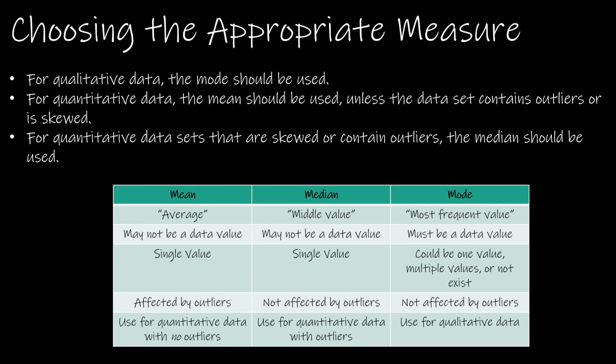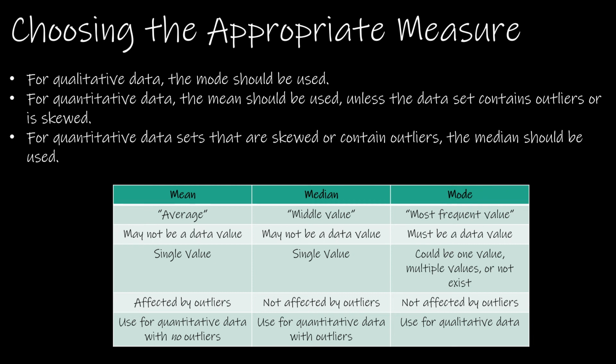So when is it appropriate to use the mean or the median or the mode? Which one is best? All three are great and all three measure center, but they're not going to be the same value. When we have qualitative data, remember that's a category. There are no numbers involved. Therefore, the only way that we could choose a center is the mode. So the mode is going to be used for qualitative data, and it's the most frequently occurring value.